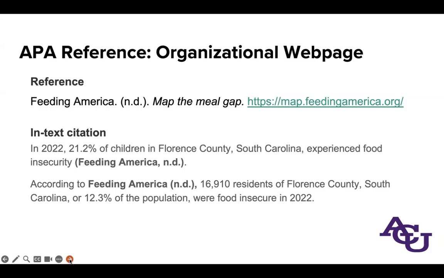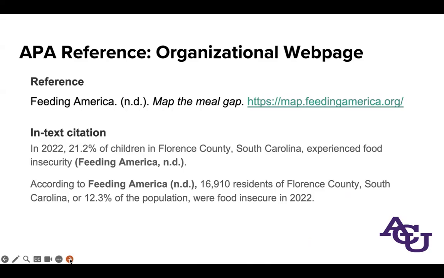In 2022, 21.2% of children in Florence County, South Carolina experienced food insecurity. We could also put it as a narrative citation. According to Feeding America ND, 16,910 residents of Florence County, South Carolina, or 12.3% of the population, were food insecure in 2022. So you'll notice that as I'm writing statistics in APA, I'm using numerals and I'm using the percent sign, 21.2%.